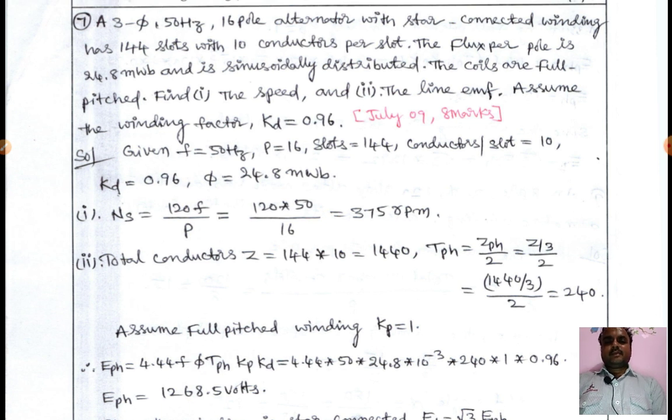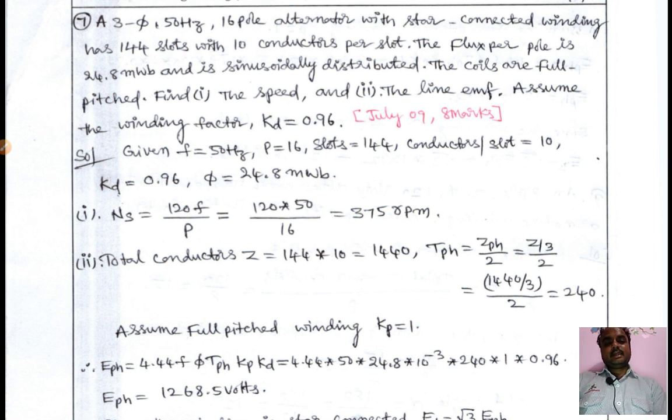A 3-phase 50 Hz 16 pole alternator with star connected winding has 144 slots with 10 conductors per slot. Flux per pole is 24.8 milliwebers and sinusoidally distributed. The coils are full pitch. Find the speed. Second one, line EMF. Assume winding factor Kd is equal to 0.96.